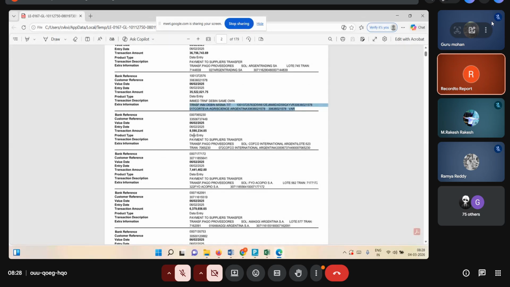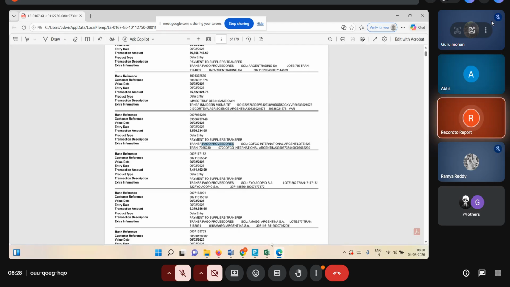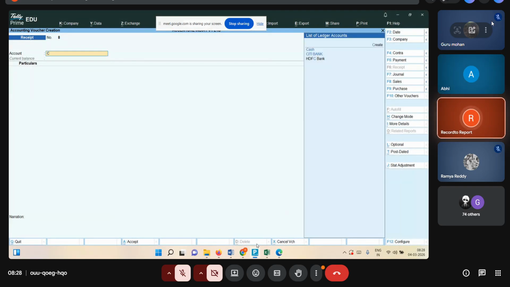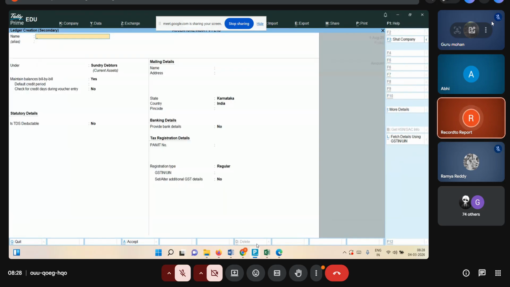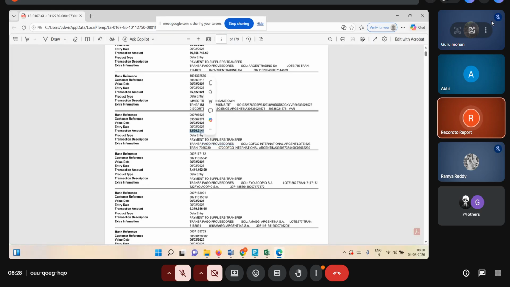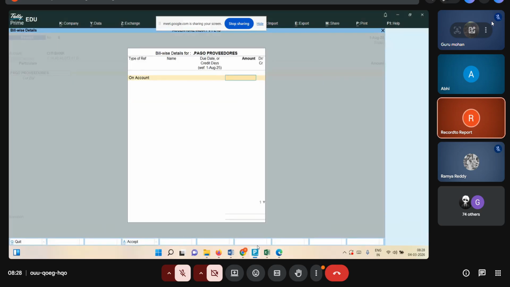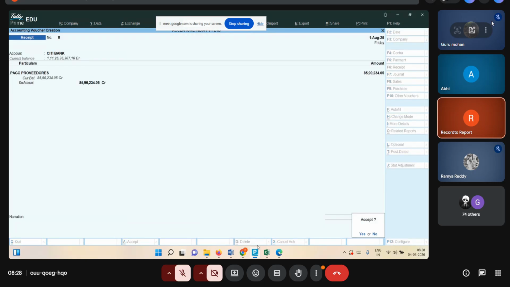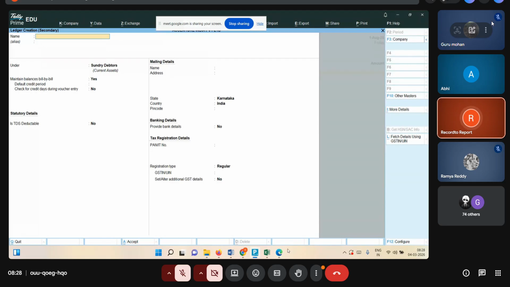See, guys. The next transaction is a payment to suppliers. Pago. This is the name, guys. Okay. So Citibank. This is the money. And what is the amount they paid here? 859. This amount. Save it. Okay. And we can take out another transaction.